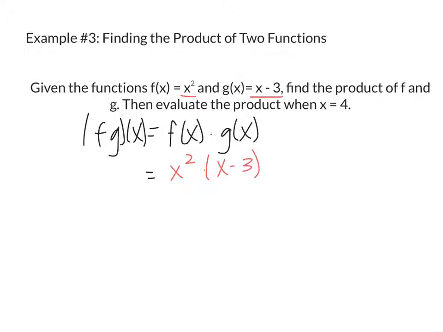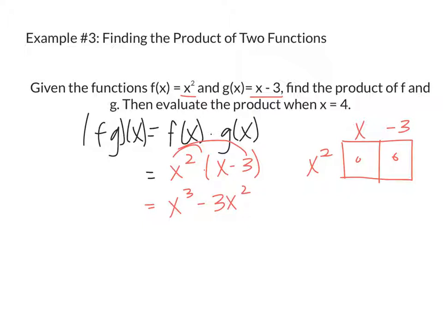Now, you can either use distributive property or you can use the box. In this case, I'll use distributive property. In other situations, my box would look like this. I would have had x squared on the side, and then at the top, I would have had an x and a negative 3. And then I would have put my answers in here and in here, okay? But anyways, x squared times x is x cubed, and then x squared times negative 3 is negative 3x squared. So f g of x is x cubed minus 3x squared.